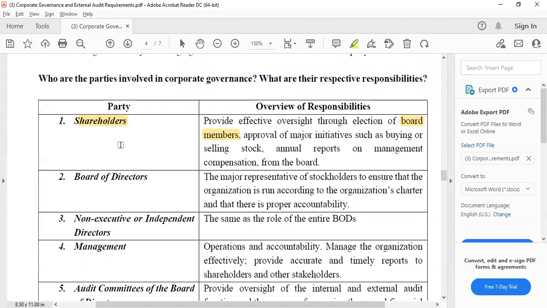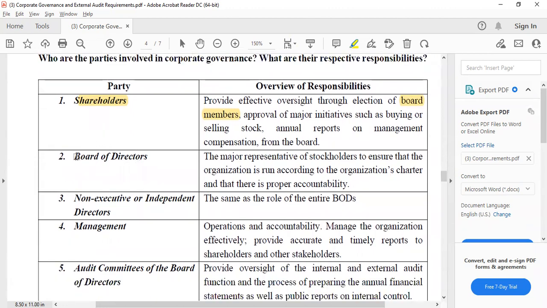Another party involved in corporate governance is the board of directors. So the responsibility is that they should ensure that the organization is run according to the organization's charter and there is proper accountability. So, kaning organization's charter, this is a collective term for the corporation's articles of incorporation and the bylaws.